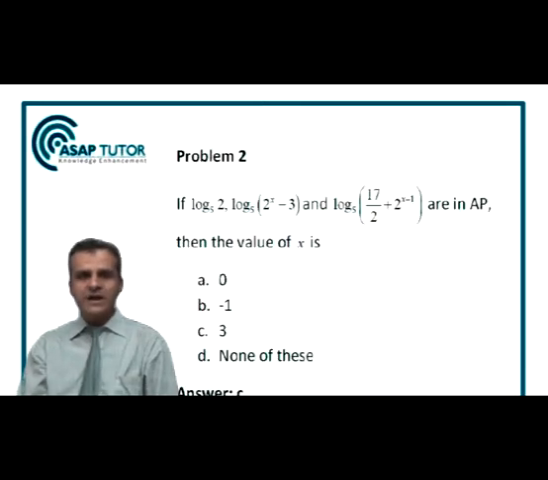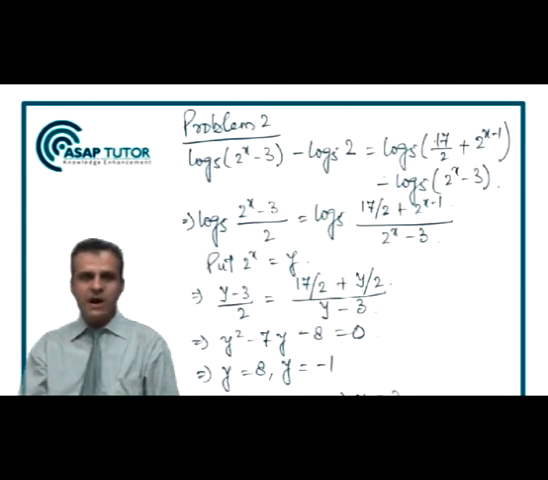Now the next is, if log 2 base 5, log 2x minus 3 base 5 and log 17 by 2 plus 2 raised to the power x minus 1 base 5 are in AP, then the value of x is 0, minus 1, 3 or none of these. In this case the answer is 3, that is C. Now let's see how to arrive at the answer.